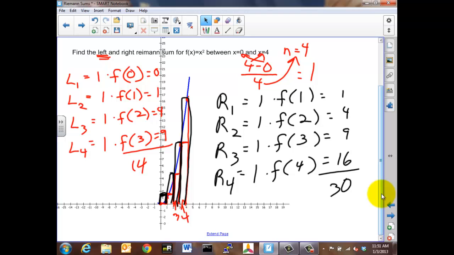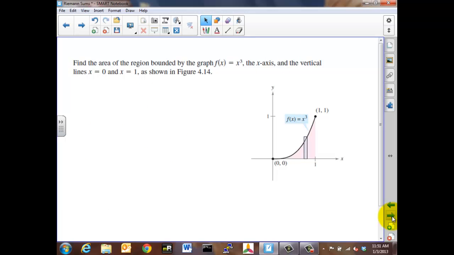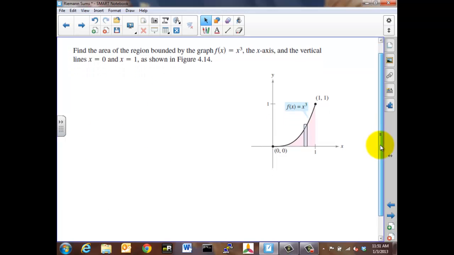It's more tedious than it is hard. Would you agree with that? There's a lot of places to make mistakes with it, so I caution you with that. Now, I do want to show you this, and let's look at this problem.